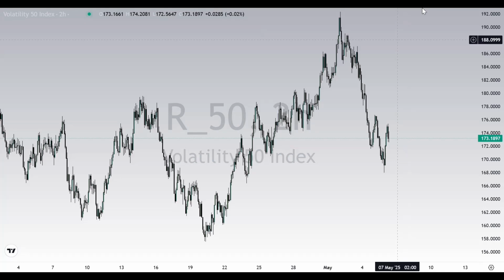So let's go straight into what we want to discuss today. Time frame combination and correlation.